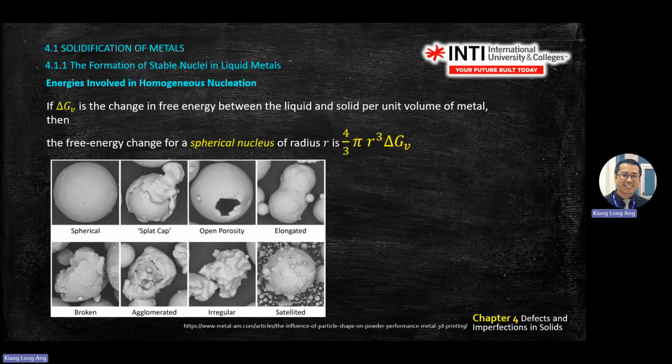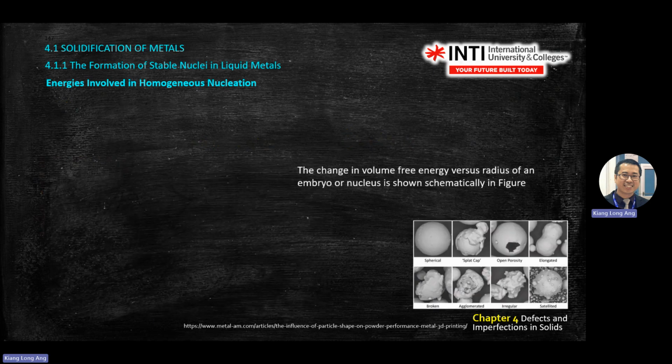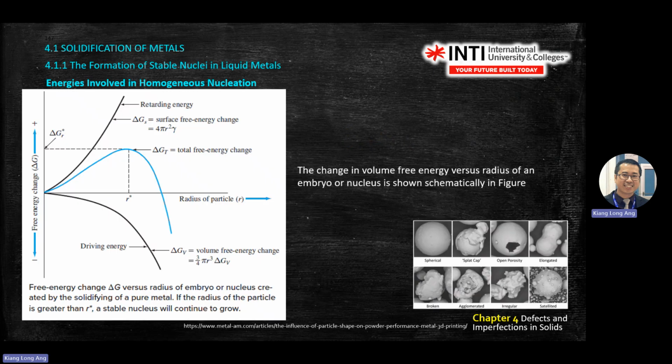For example, if you have a spherical nucleus, we can use 4/3 pi r cubed. This is the volume calculation, right? Volume of a sphere, 4/3 pi r cubed, multiplied by the energy, then you get the energy. So this delta G is per volume. It's per volume. Okay, so this is derived from experiment also.